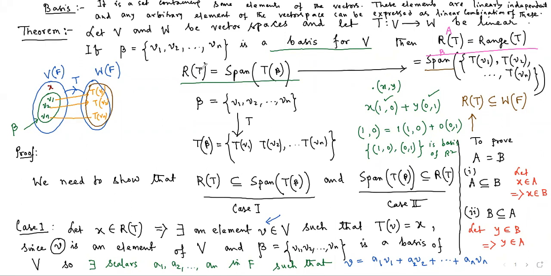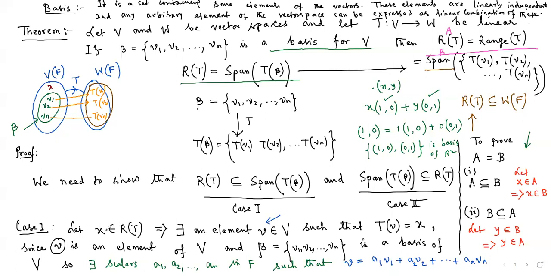Now, if you want to show that it is a subset of span of T beta, that means you need to show that RT is a subset of span of T beta, and span of T beta in turn is a subset of RT. Now these two cases must simultaneously occur. We started with case 1. We considered an element X from RT, because you know this rule. We have to follow this rule. So we choose an element from RT.